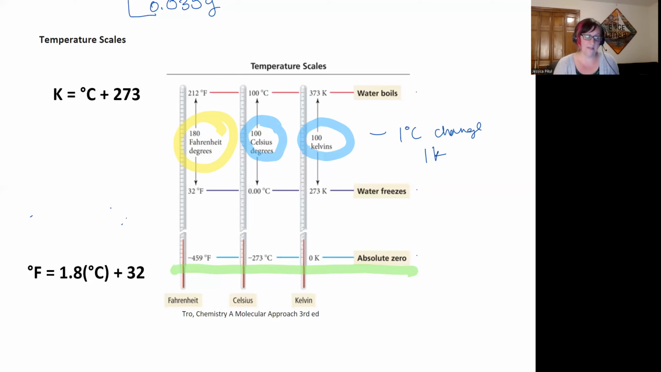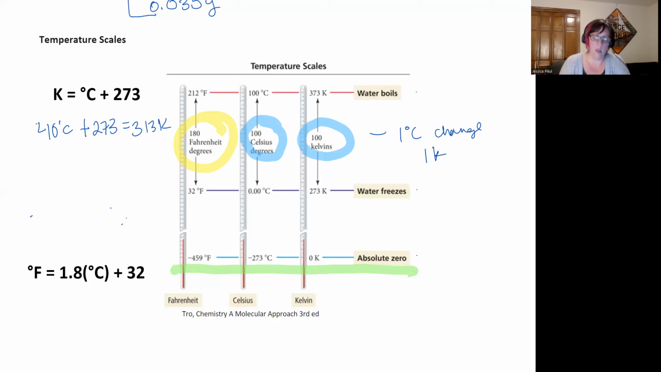Here on the left-hand side, I have our conversion factors. For converting between Kelvin and Celsius, it's really easy. You just take whatever degree Celsius it is and then add 273. So let's say I have something that is 40 degrees Celsius. I would add 273 to it to figure out what its temperature would be in Kelvin. That would be 313 Kelvin.